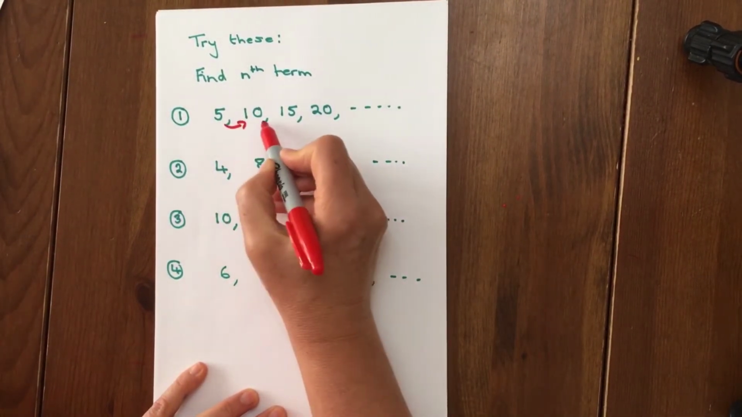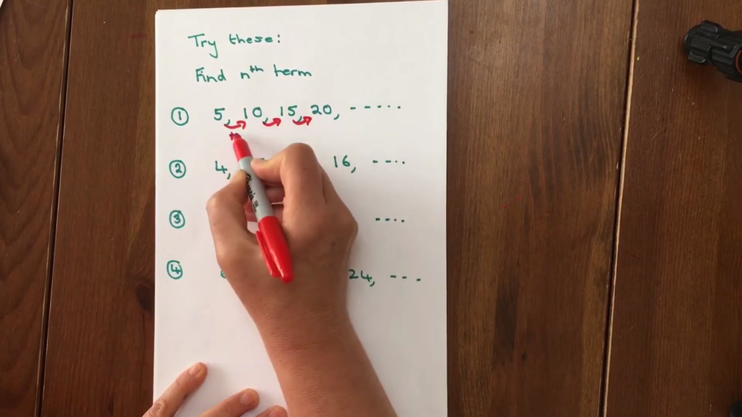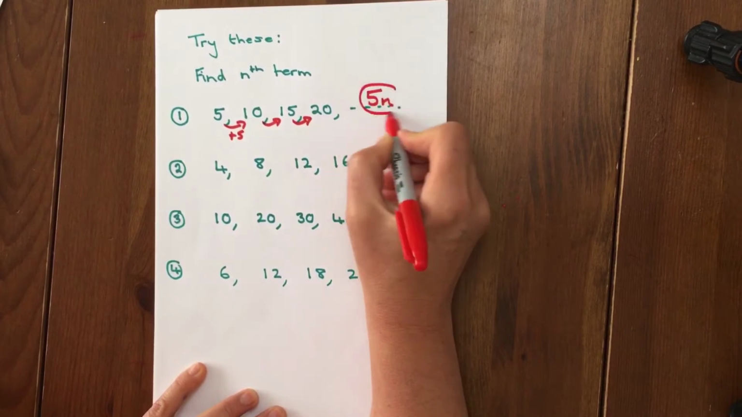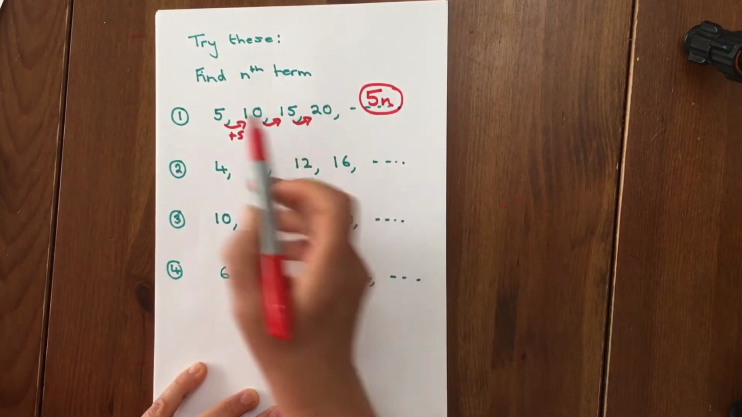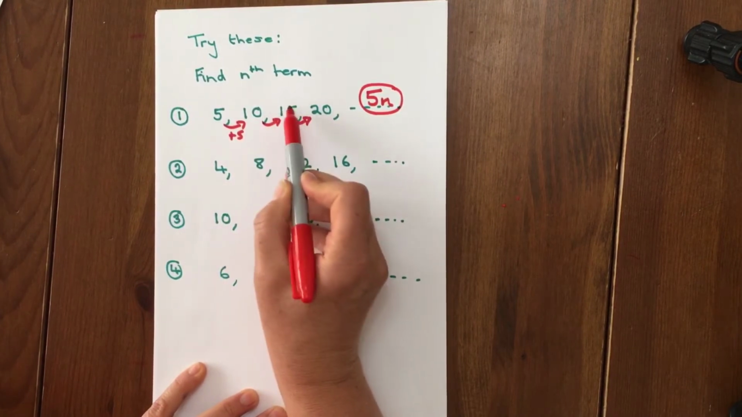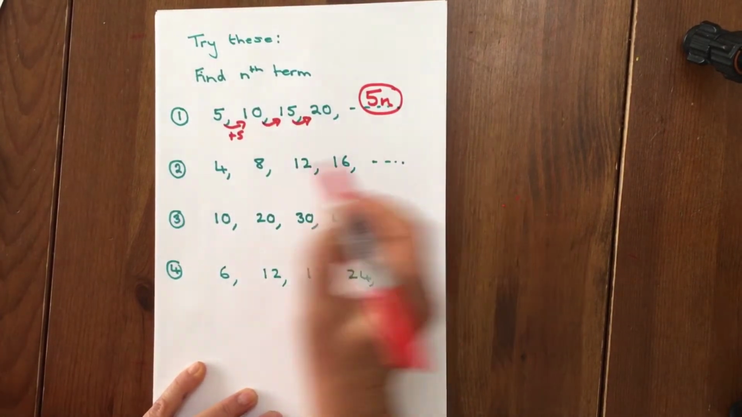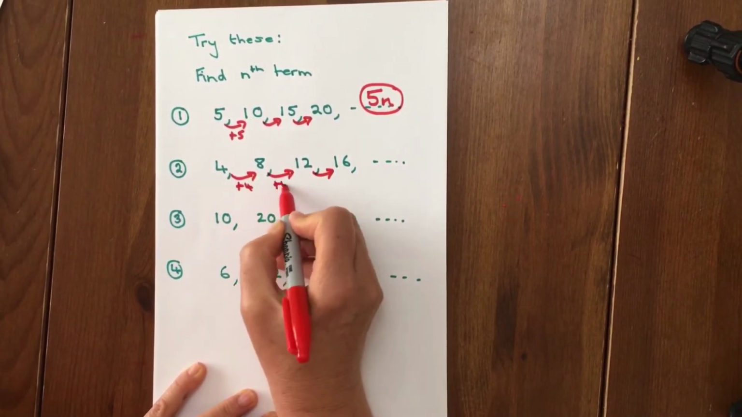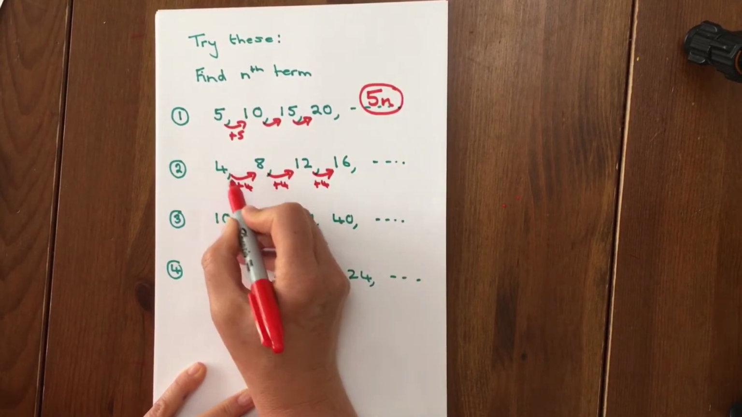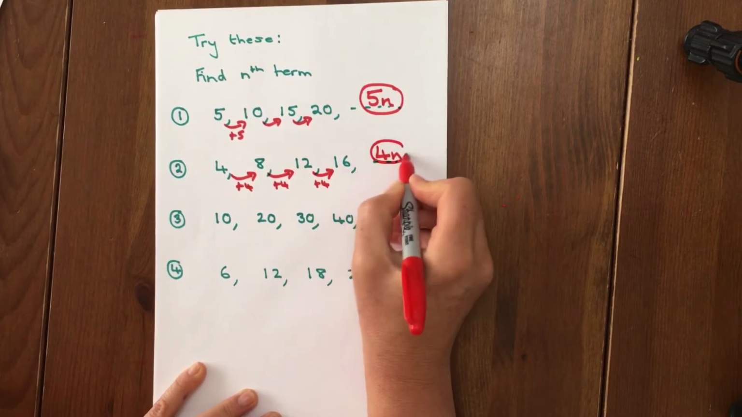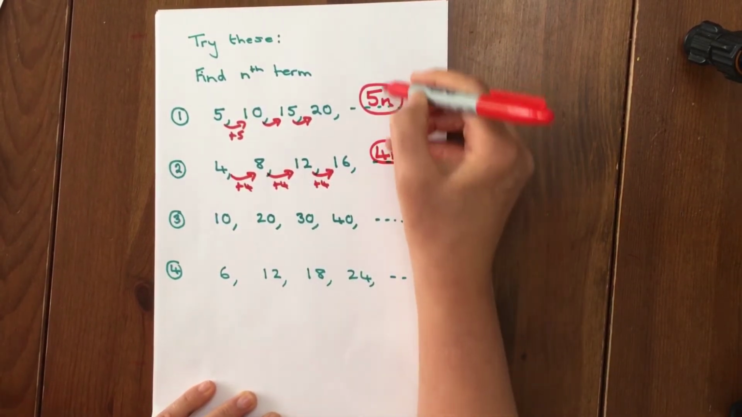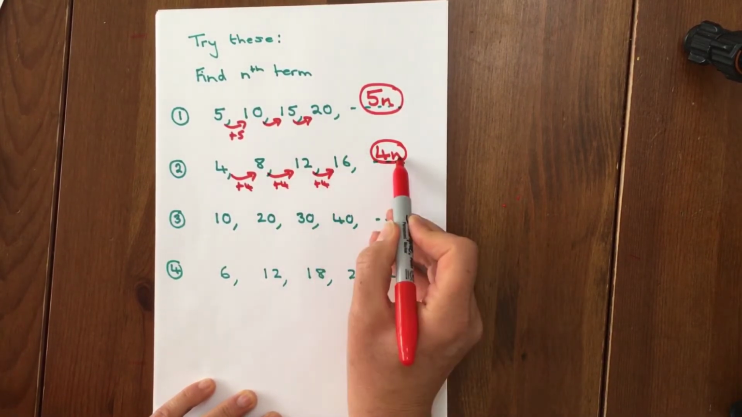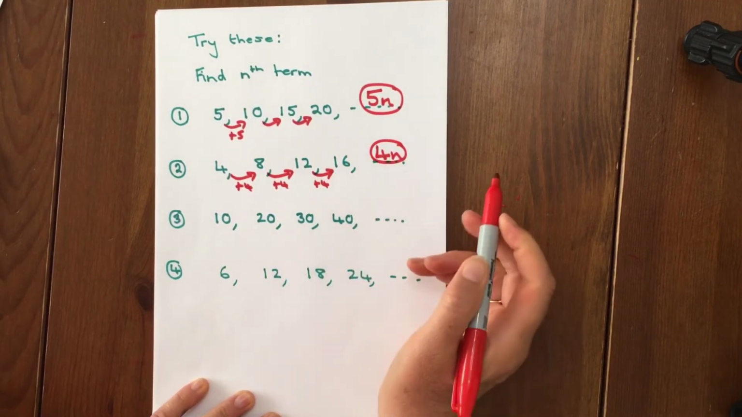So I can see this is going up in 5s, and it starts with 5. So my nth term is 5n. For example, the 3rd term, 1, 2, 3: 5 times 3 is 15. Okay, the next one. This sequence is going up in 4s each time. It starts with 4, so my nth term is 4n. So these are all my nth terms I'm going to write down here. For example, the 4th term, when n is 4, 4 times 4 is 16.